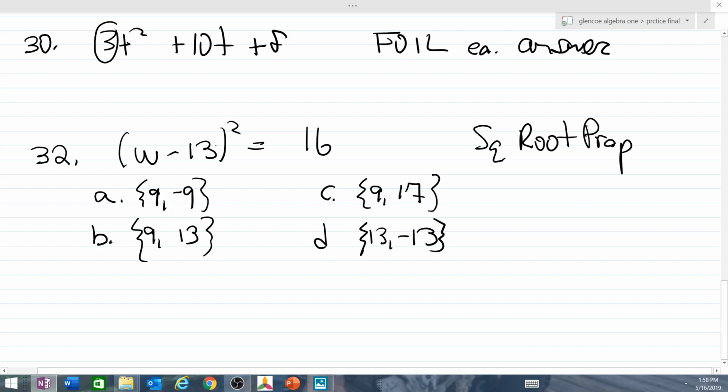So let's start with A. What's 9 minus 13 give me? What's negative 4 squared? 16. A, negative 9 minus 13 is a negative 22, and a negative 22 squared is not 16. So we can eliminate that. Let's try B. We know that 9 works, but what's 13 minus 13 give me? 0. That doesn't work. Let's try 9, 17. We know 9 works. What's 17 minus 13 give me? What's 4 squared? So my correct answer is C. Are you with me?